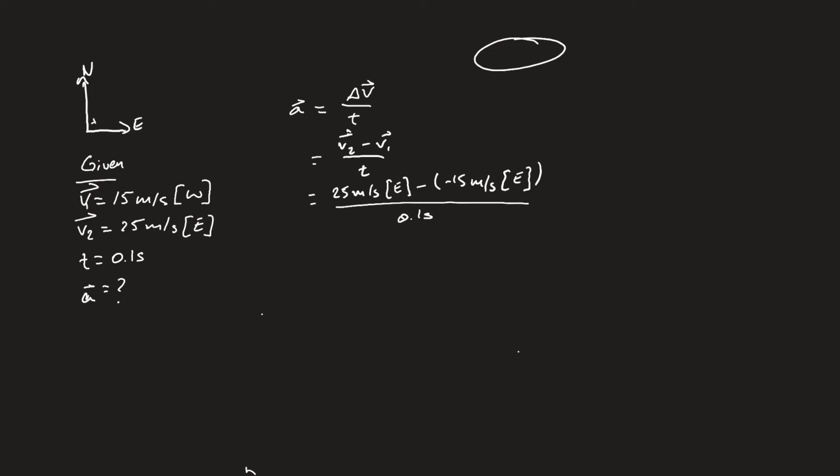This is just some calculator math. 25 plus 15 is going to be 40 meters per second east, divided by 0.1 seconds, is going to give us 400 meters per second squared, which are the units for acceleration, in the east direction.